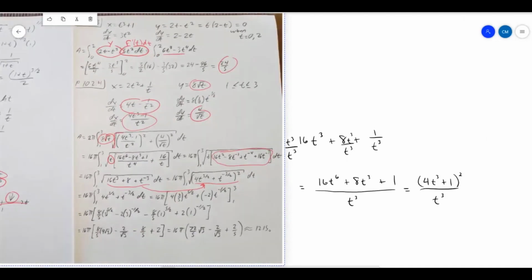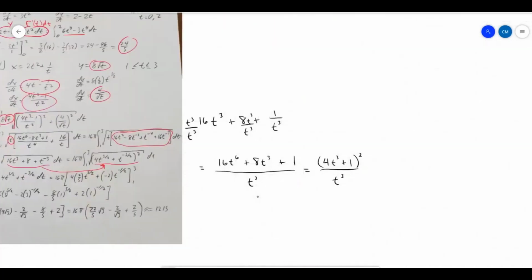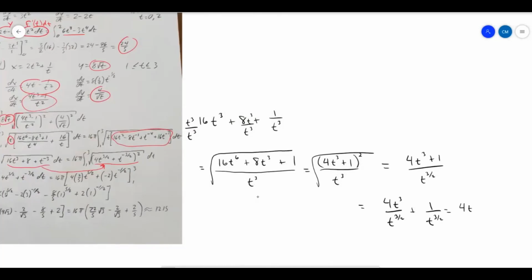You should end up, after you simplify that, you take the square root of it. This is all under the radical, right? So basically you would get 4t to the third plus 1. After you take the square root, that's going to go away. This has to be then written as t to the 3 halves power, and then when you split that up, you get 4t to the third over t to the 3 halves plus 1 over t to the 3 halves. Well, then that changes to be 4t to the 3 halves there, I think, right? And then plus t to the minus 3 halves, yeah.